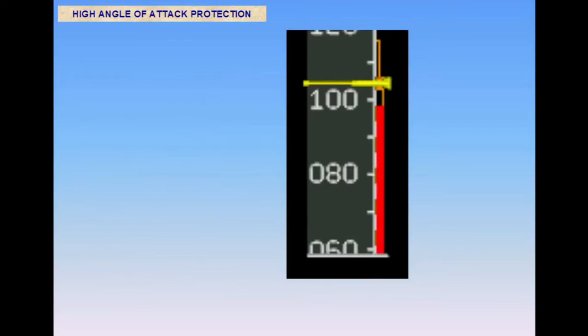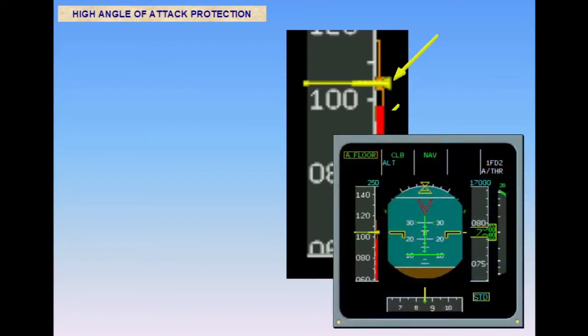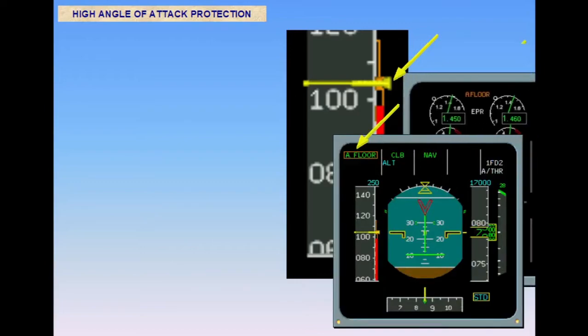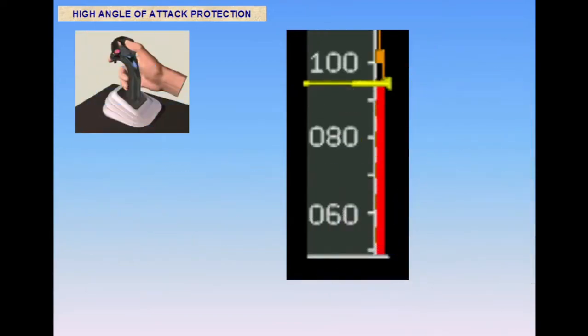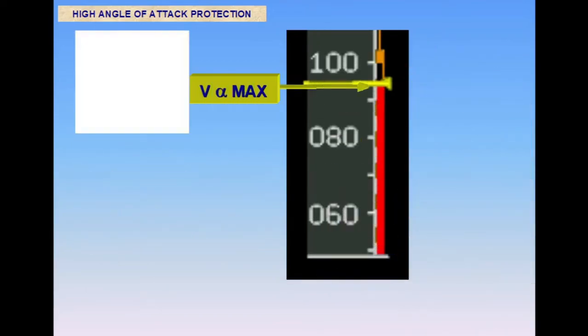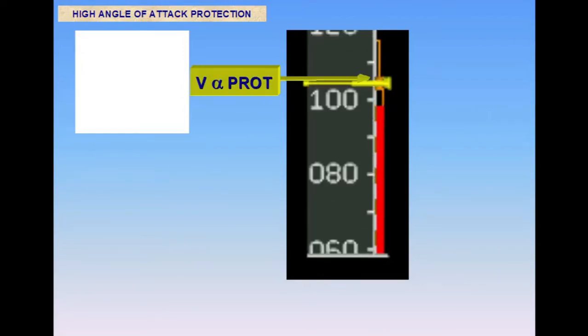Provided the auto thrust is serviceable, the speed is unlikely to reduce to V alpha max before the alpha floor protection is triggered. This is indicated by an A floor indication on the PFD FMA and also on the EWD, engine warning display. If the pilot releases the side stick at V alpha max, the speed will return to and maintain V alpha protection.